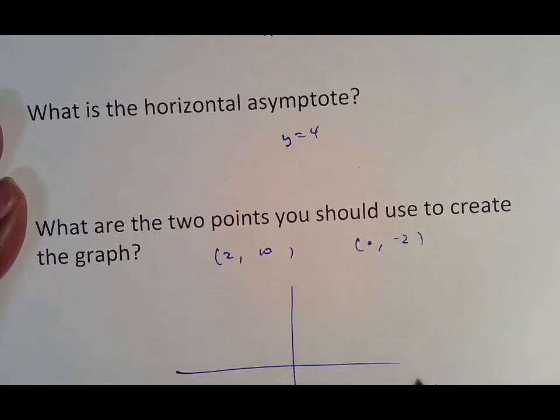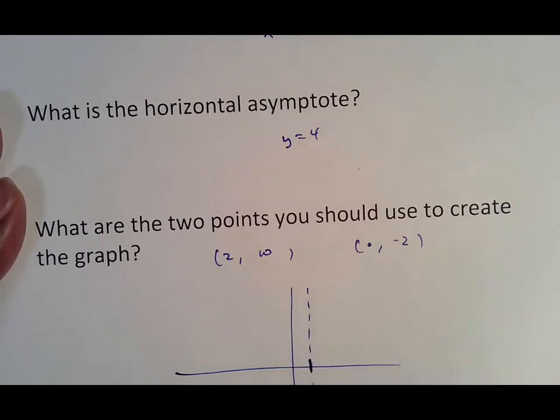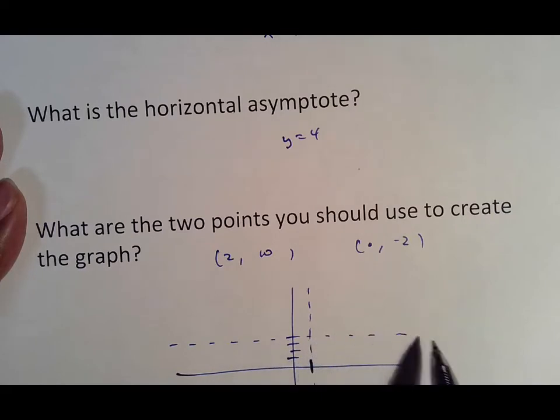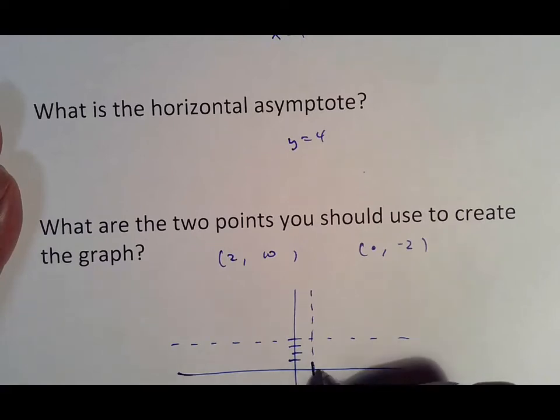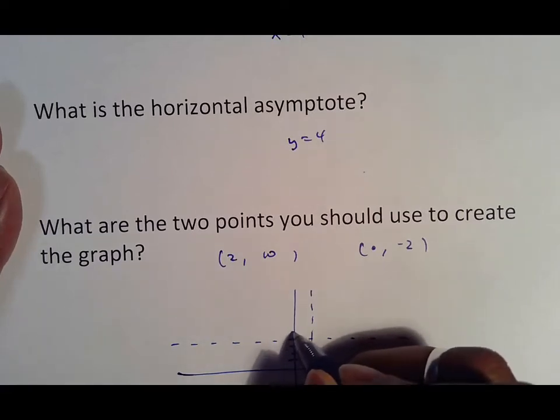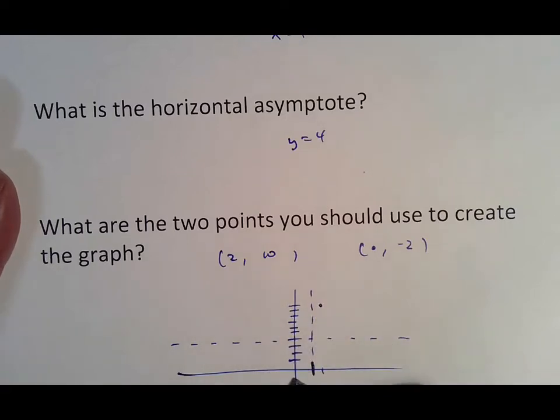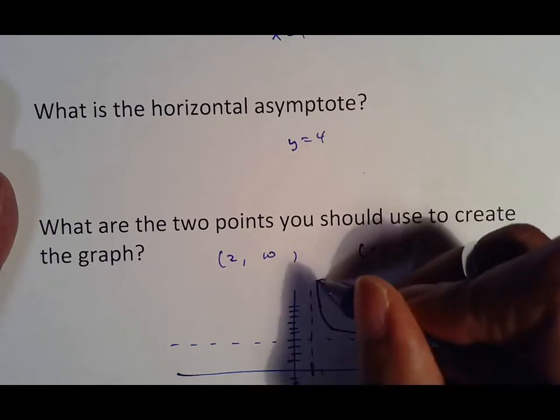So draw your two asymptotes. The first one's at x equals 1. The second one's at y equals 4. We then go to 2, 10, so 2, 1, 2, 3, 4, 5, 6, 7, 8, 9, 10, which is about here. And then we go to 0, negative 2, which is about here. Something like that. But either way, there's your line. It's going to look something like this in general.